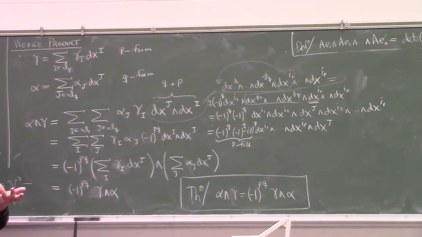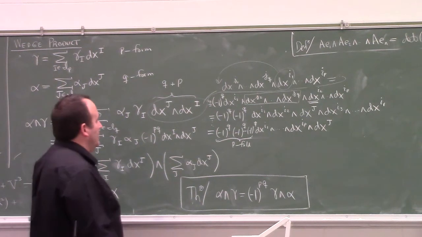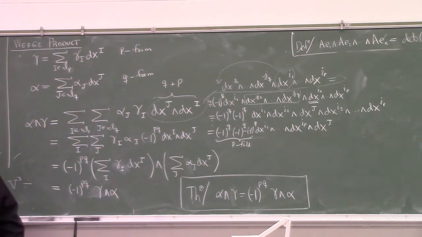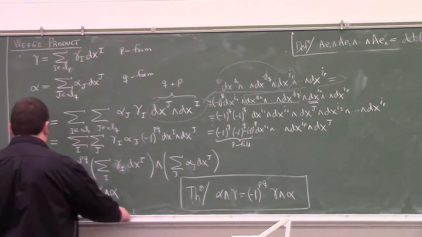But this shows you something, right? Like I said, I told you a one form wedge a one form is 0. Does it have to be the case that a two form wedge a two form is 0? It does not have to happen, right? This equation doesn't give you that. So can you tell me a two form that when you wedge it to itself, you get back something that's not 0? How does that happen?